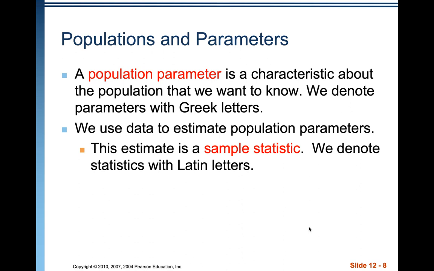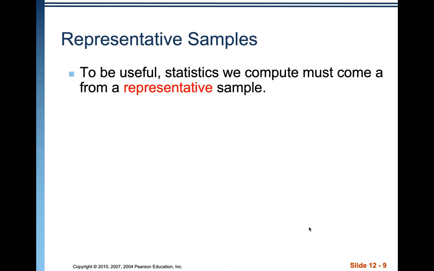Okay, so what do we call that thing that we want to know about the population? Well, it's called a parameter. A population parameter is a characteristic about the population that we want to know. And we estimate those with sample statistics. And remember, what we do to differentiate between the parameters and the statistics is that we use Greek letters for parameters and Latin letters for statistics.